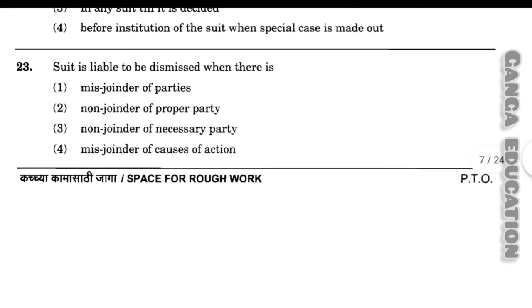Now question number 23. Suit is liable to be dismissed when there is option number 1, misjoinder of parties. Option number 2, non-joinder of proper parties. Option number 3, non-joinder of necessary party. Option number 4, misjoinder of cause of action. And the correct answer is option number 3, non-joinder of necessary party.